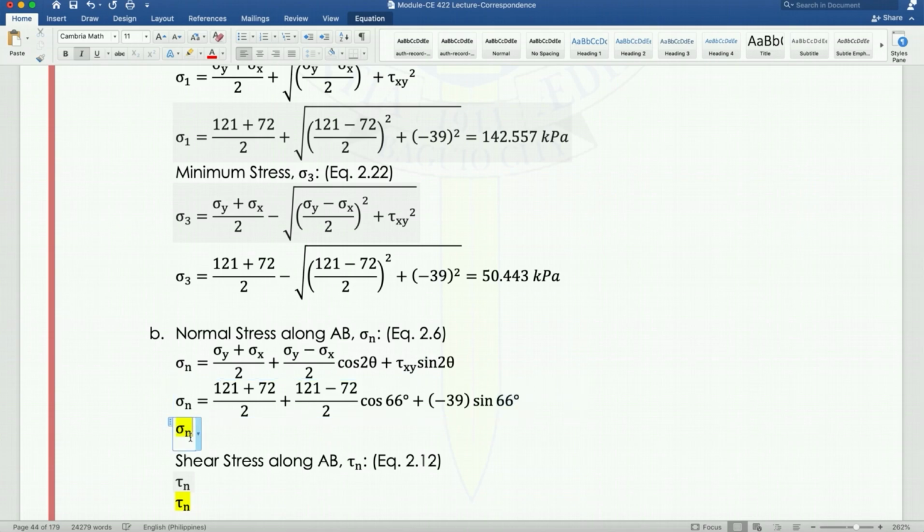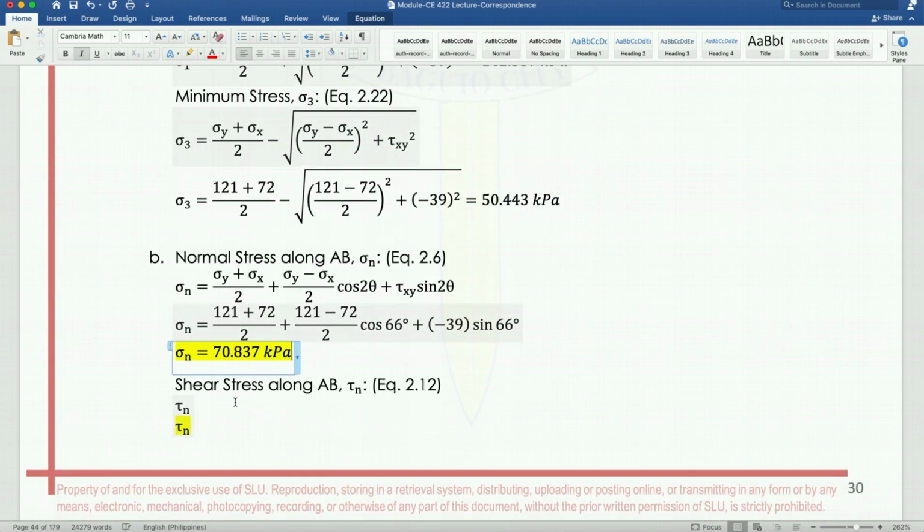Okay, so sigma n is equivalent to, calculator ulit, we have 121 plus 72 divided by 2 plus 121 minus 72 over 2 times cosine 66 plus negative 39 times sine 66 degrees. And that is equivalent to 70.837 kilopascals.